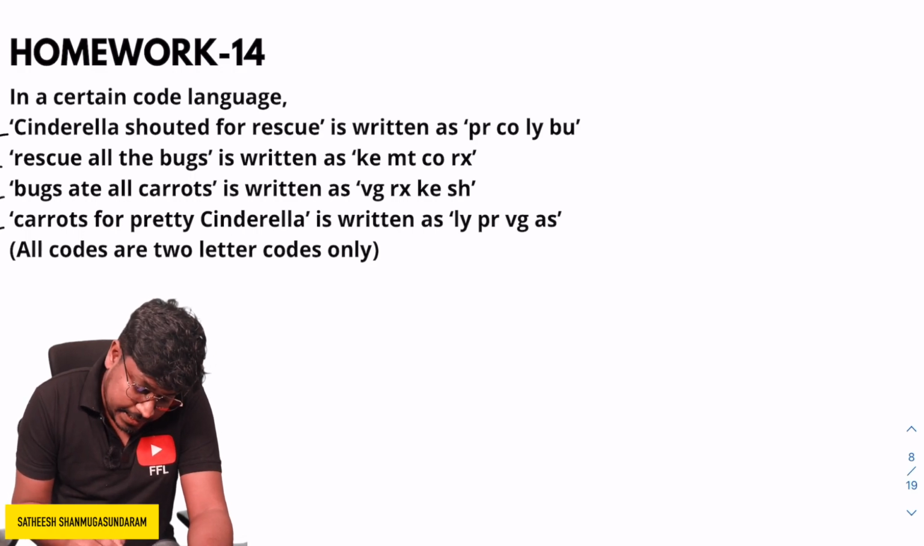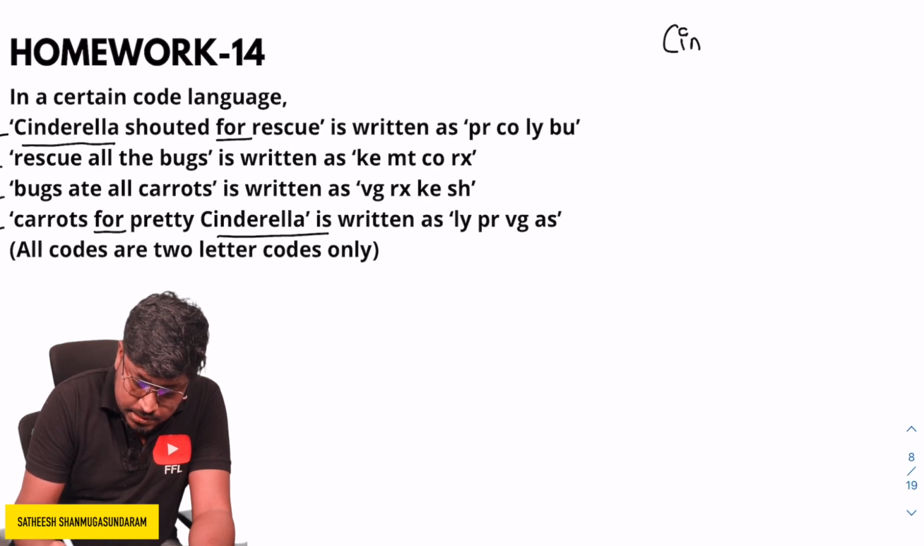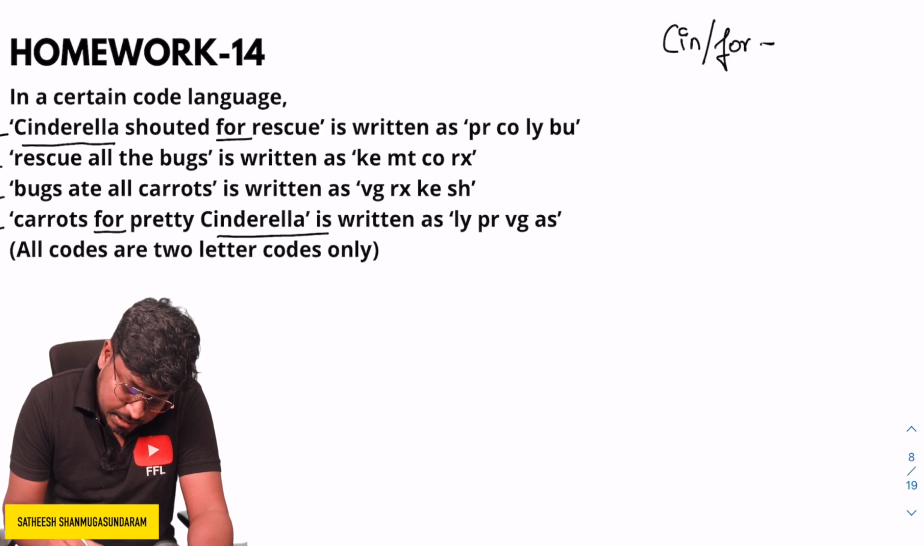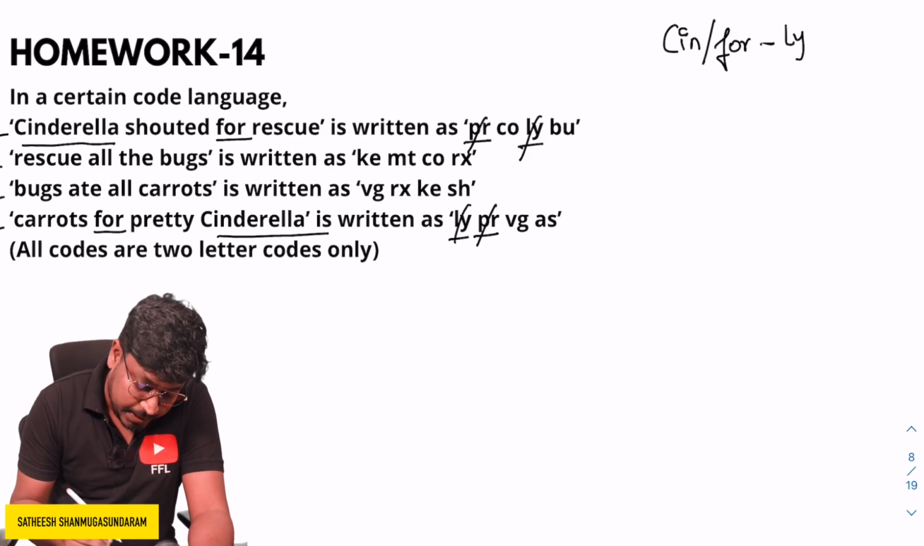So 2, I think we can go with Cinderella here. So Cinderella and Cinderella here, which is common, as well as 4 is also common, right? So Cinderella and for, which is common in 1 and 4. So in 1 and 4, PR is common, and then BULY is common. So we can say that Cinderella and for will be LY.